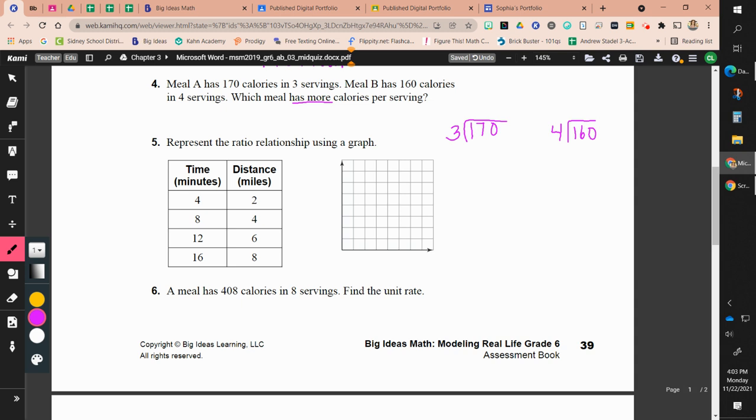Okay, I can see 3 will go into 17 5 times. And I have a remainder of 2. And I think 6 times. Remainder of 2. Okay. And this one actually figures out pretty equally. So I can see that meal A has a few more calories, around 16 2/3 more than meal B. So meal A has more calories.